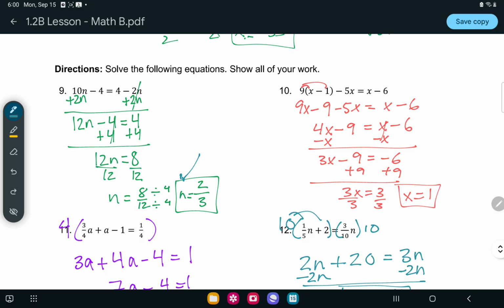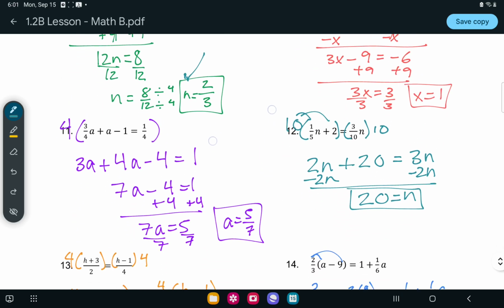On 10, I went ahead and distributed the 9, so I got 9x minus 9 minus 5x equals x minus 6. Then I combined 9x and negative 5x, so I got 4x minus 9 equals x minus 6. X was a smaller variable here, so I moved that to the other side. 3x minus 9 equals negative 6. Added 9, 3x equals positive 3, and then divided by 3, so I got x equals 1.